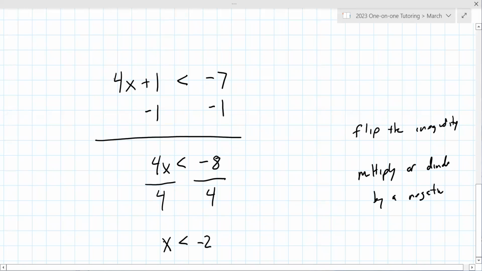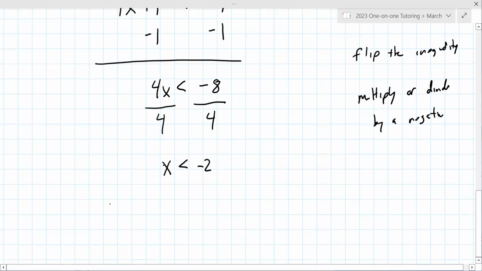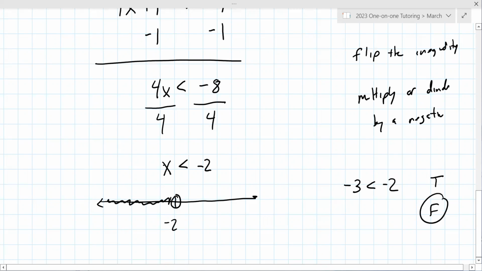So this is x less than -2. The graph of this would look like the following. Here's -2, not filled in. So some questions for you. Is this true or is this false? That's false. It is false. Very good.